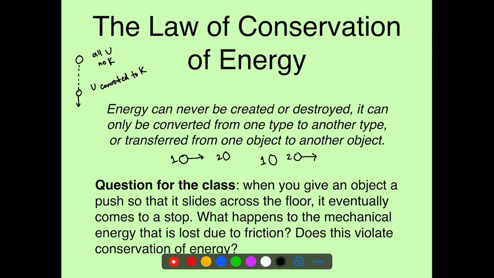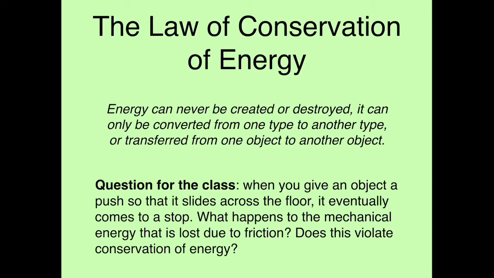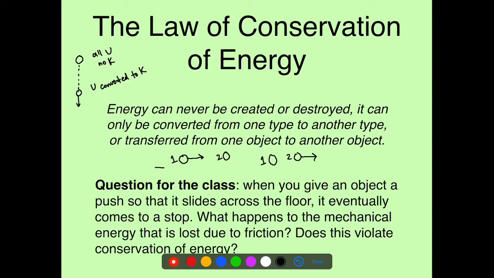Okay, but what can't happen is energy is created out of nothing or destroyed. That's the idea. So here's a question for you guys. It's sort of a conceptual thing. When you give an object a push so that it starts to slide across the floor, we know that in reality, it's eventually going to come to a stop. And of course, that's because of friction. So again, if you push an object so that it starts sliding across the floor, that's the initial state of your object, but the final state is that it's at rest. So we lost mechanical energy in this process, okay?